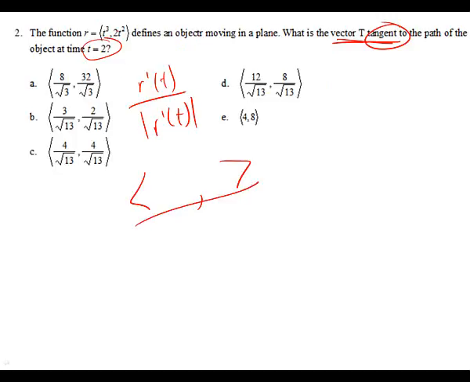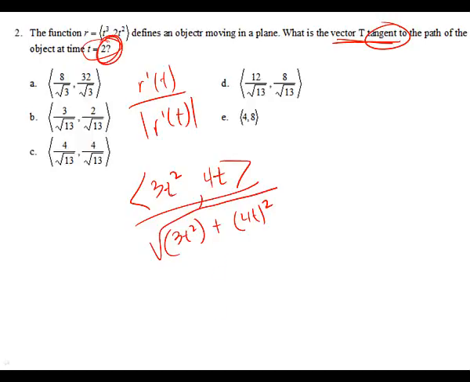What's the derivative of our vector there? 3t squared and 4t. And then we got to do the magnitude underneath. And remember, the magnitude is... Oh, we have to evaluate, apparently. The magnitude is the derivative squared, right? And then we add them together. So now what do we have to plug in? A 2. So let's see. 2 squared is 4 times 3 is what?